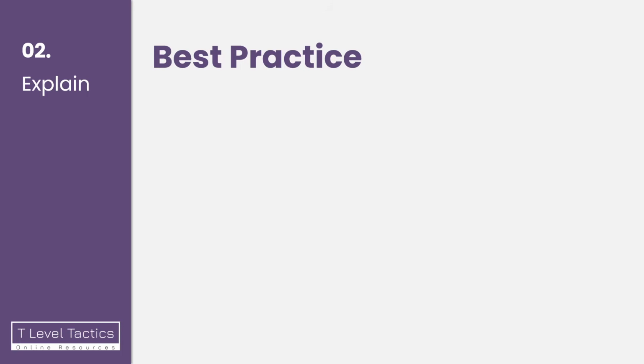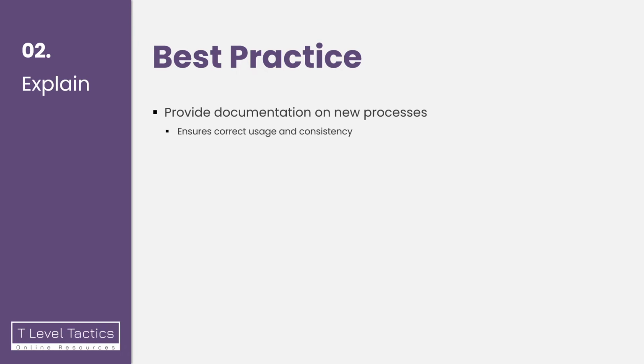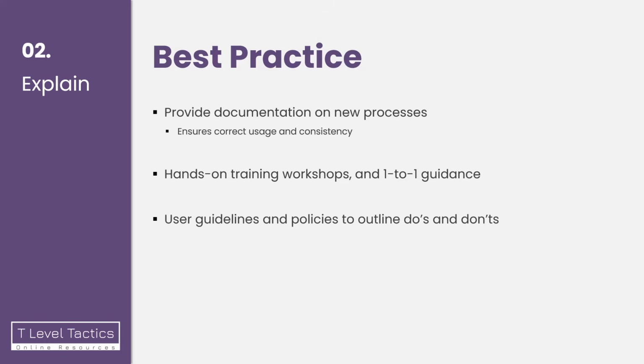Now, best practice is going to be things like providing documentation on new processes created and the changes that we've performed. Documentation ensures that systems are used correctly and consistently in the way that we expect. We could also provide some hands-on training workshops and one-to-one guidance to people once these changes have been implemented. It's also important we have some user guidelines and policies to outline the do's and don'ts of any new systems or changes as well. Potentially, this could be an organisation-wide policy that may need to be looked at and amended.